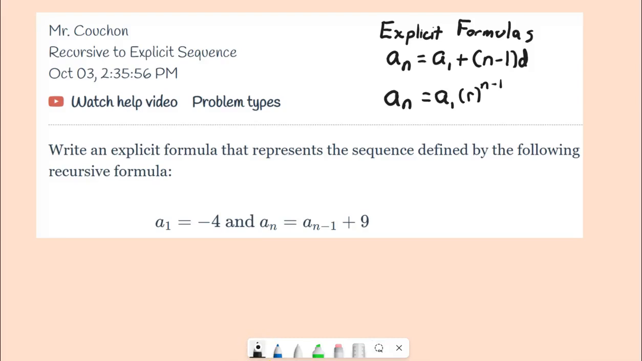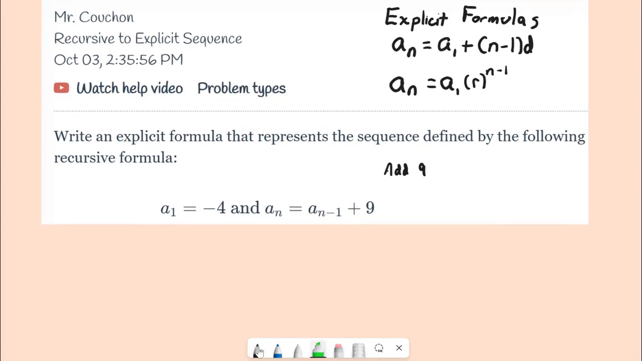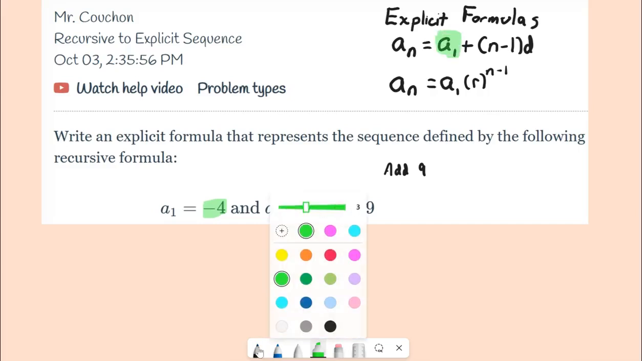So this is the recursive formula. A sub 1 equals -4, so that's our first term. And then it says a sub n, to find any term, you take the previous term and you add 9. So adding 9 tells us that we've got an arithmetic sequence on our hands here. So all we have to do is fill in the values here. So there is our A1, and we're adding 9, so that's the common difference. So we got that there.